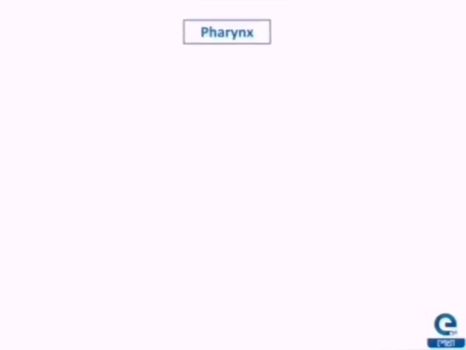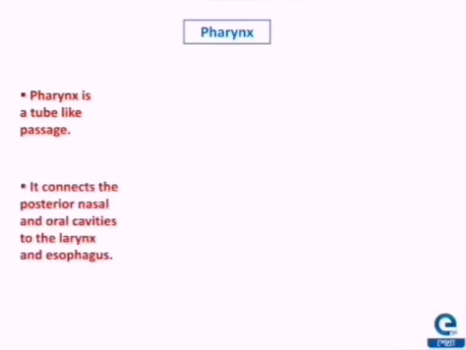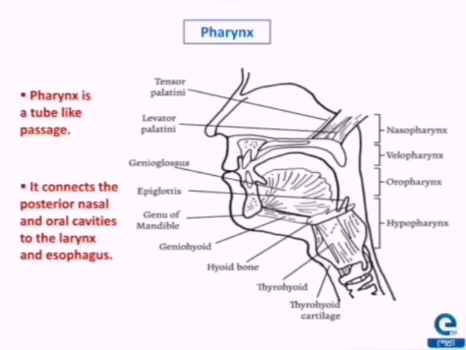Now we will learn about the pharynx. The pharynx is a tube-like passage. It connects the posterior nasal and oral cavities to the larynx and the esophagus. Here is the picture of the pharynx.